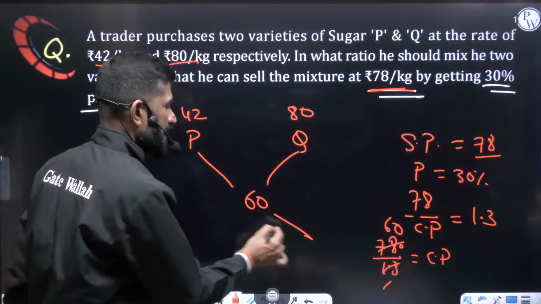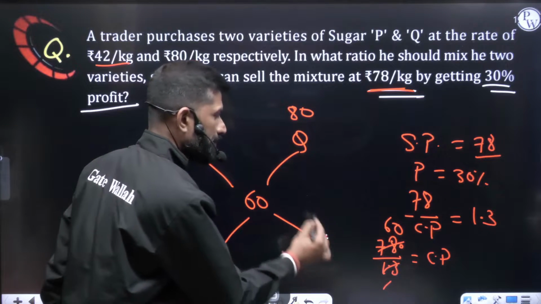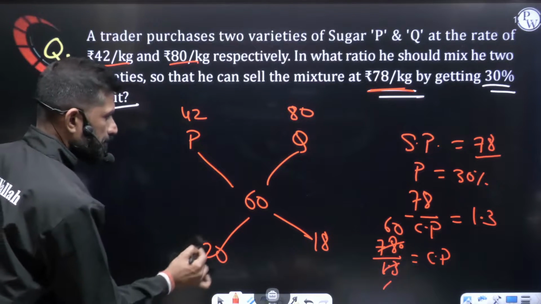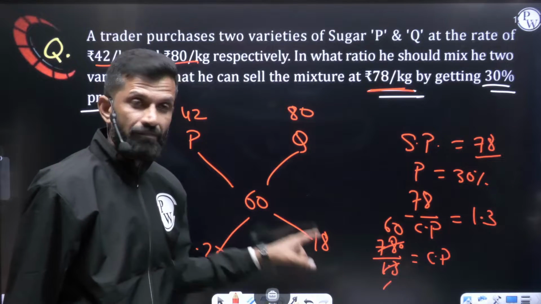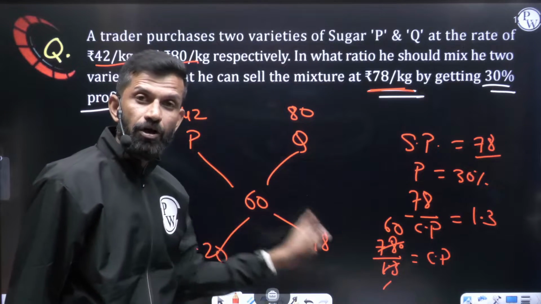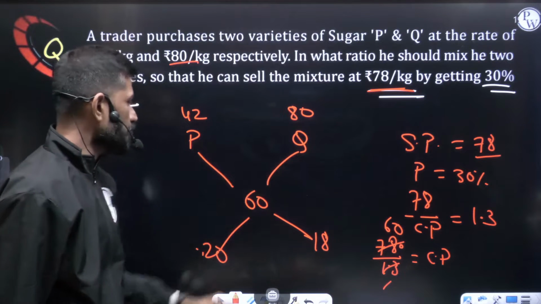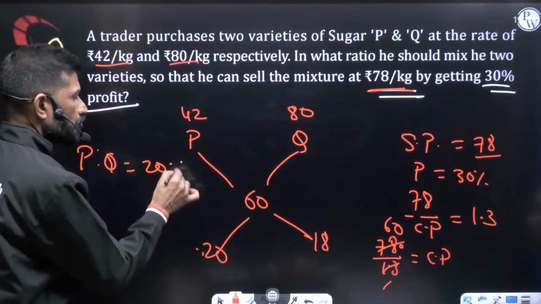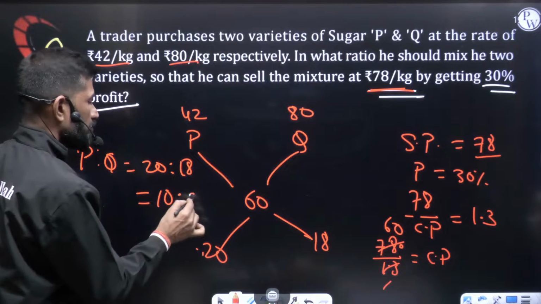Now take the difference on both sides; the difference will be the ratio. 60 minus 42, if I am not wrong, will be 18. 80 minus 60 will come to 20. So this is the P part, this is the Q part. Don't get confused. The P part is not this; if it were, I would not write this as a cross. I'll write it straight. This is the P part, this is the Q part. So P is to Q should be mixed in the ratio of 20 is to 18, which you can further cancel and write as a 10 is to 9 ratio.